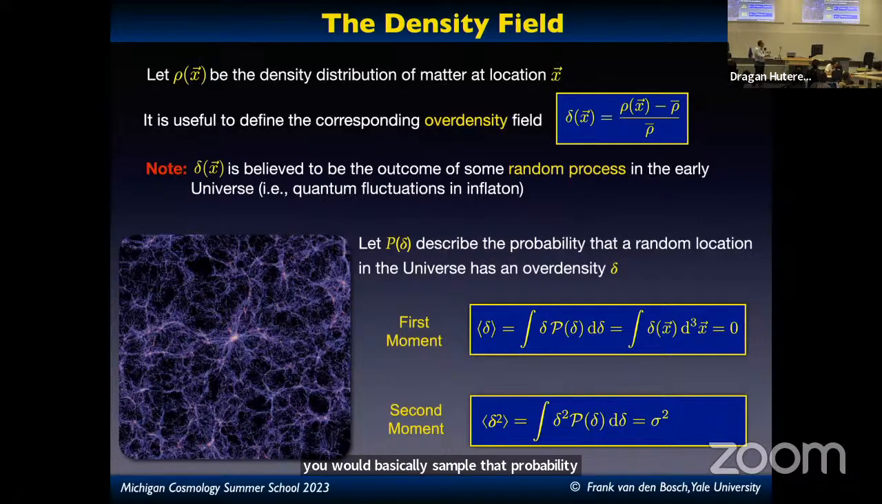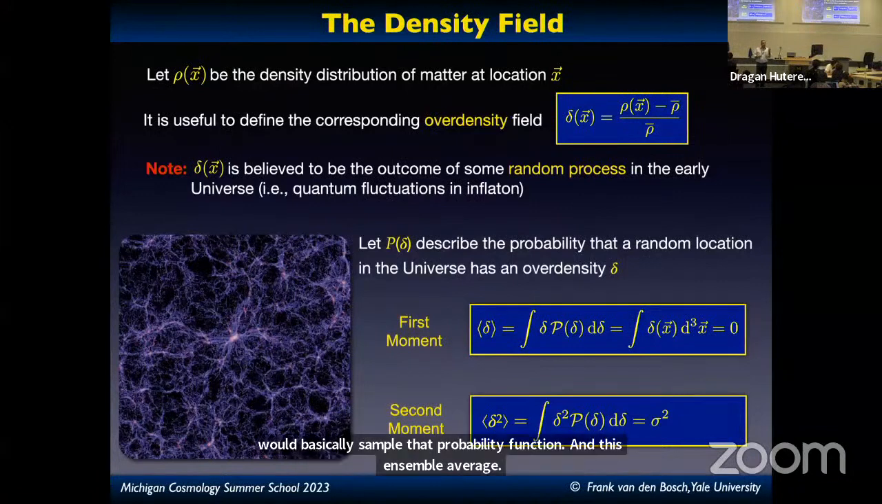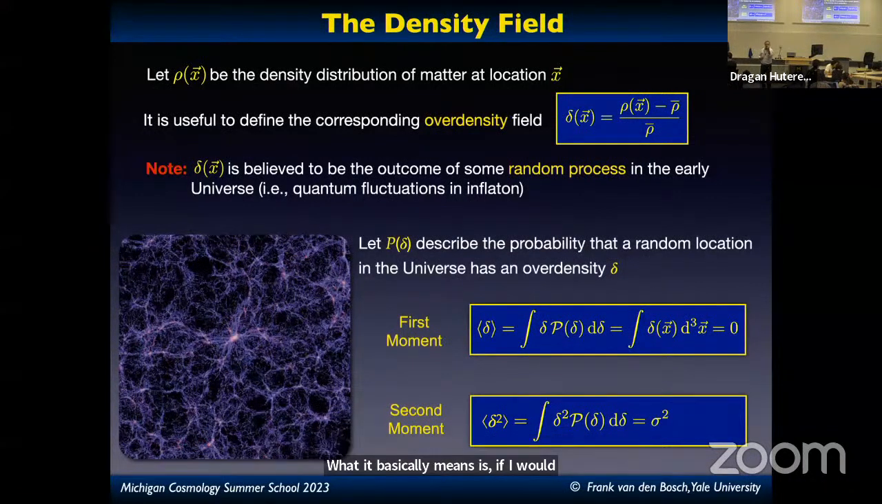And this ensemble average, what it basically means is, if I would do that a million times and I would go to the same location, what is the average value of delta that I would find there? Okay. And mathematically, it's given by this expression. It's just integrating over the probability function, okay, times delta.